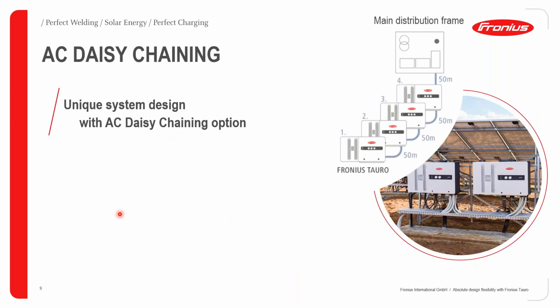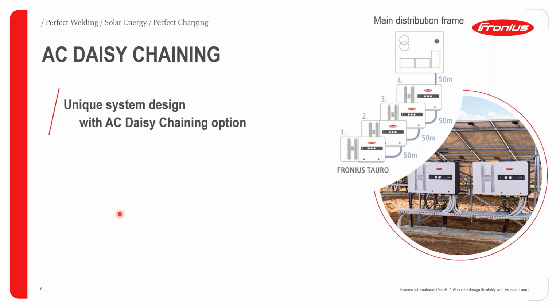And there is also another option for both Tauros, direct and pre-combined, and this option is called AC daisy chaining. This is a very unique way of system design where you can save a lot of money on the cable costs of the AC side.